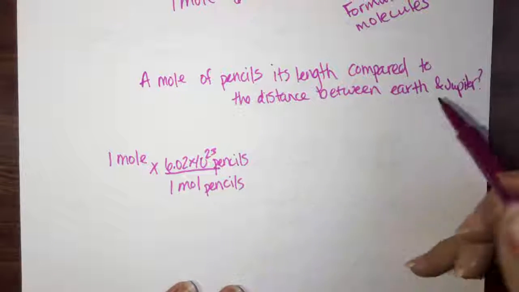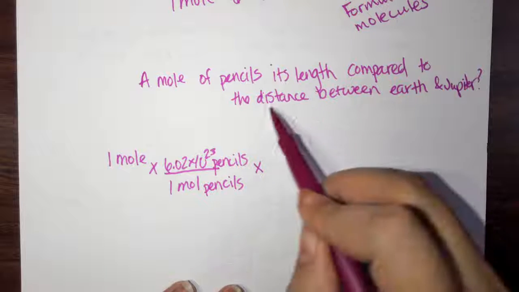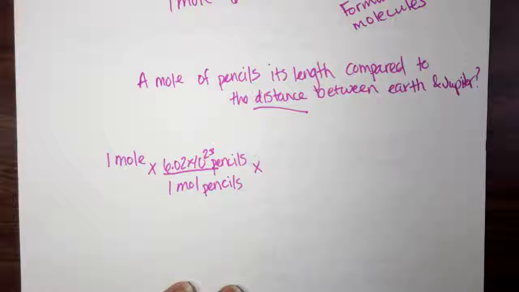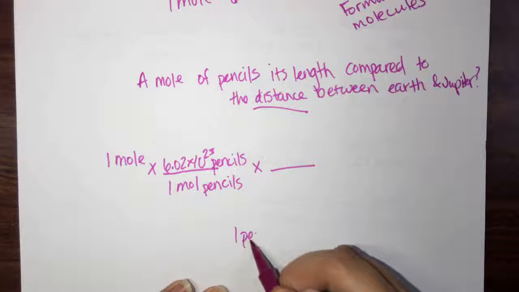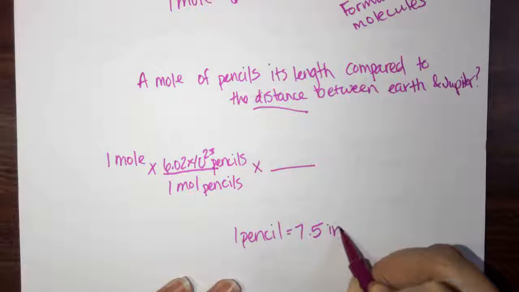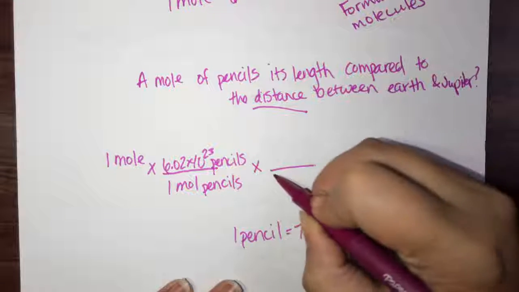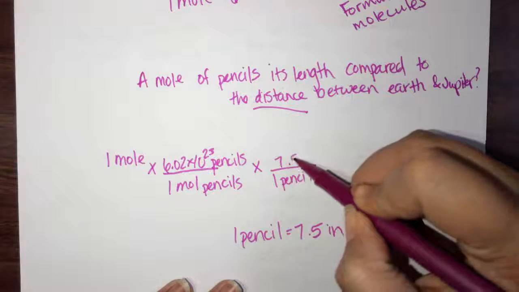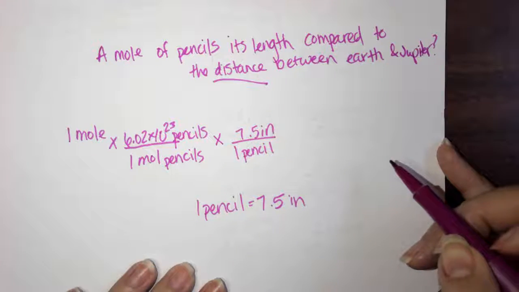Okay, and so I want to get rid of pencils, and I want to go to length because I'm looking at distance. So you just Google it: how tall is a pencil? And when you Google that, you find that one pencil is equivalent to 7.5 inches. So this is how we go from an object to a length. One pencil is equivalent to 7.5 inches. Okay, so now I'm finally in the type of unit that I want.